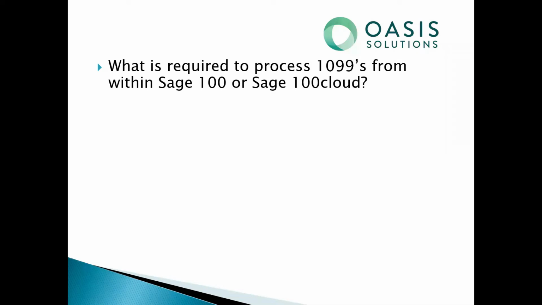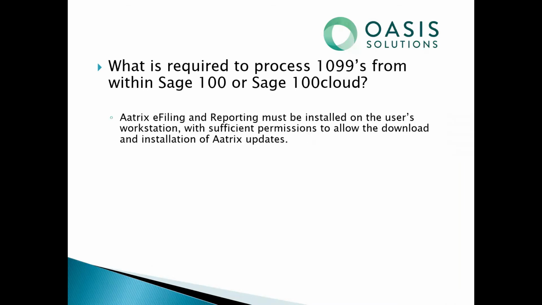drop in those questions. So what is required to process your 1099s from within Sage 100? Sage 100 uses Atrix, which is a third-party cloud-based product that is included with your annual maintenance subscription. And it has been around probably for at least 4, 5, 6 years. Whatever workstation is going to be printing the 1099s, you do have to make sure that the Atrix e-filing and reporting is installed on that user workstation.